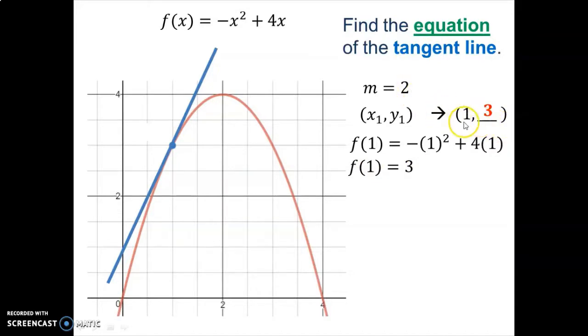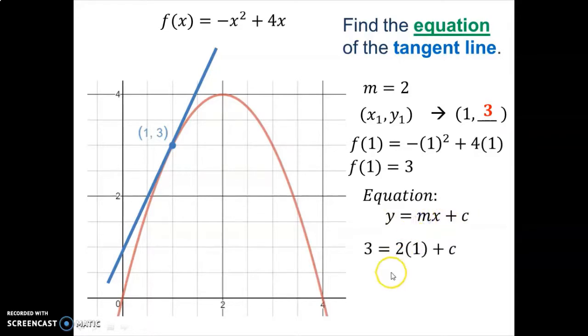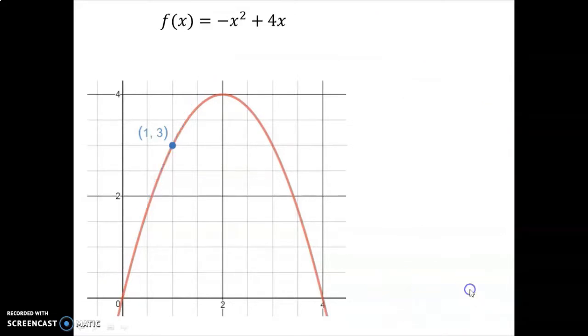Now we have the slope and a point. We can find the equation of the tangent by using y equals mx plus c, our linear equation. Put the y value here, x here, and we put the slope in as well. So here's the y, 3, here's the x, 1, and here's the slope, 2. C equals 1. Therefore, our equation of that tangent line is y = 2x + 1. Okay, great. Let's take this a step forward.